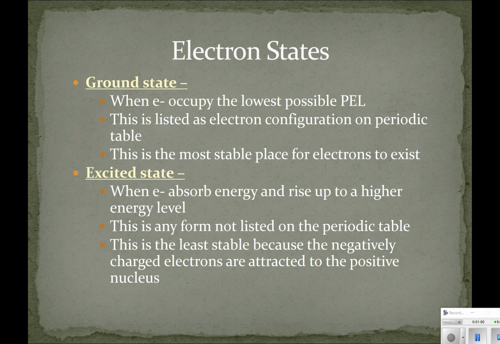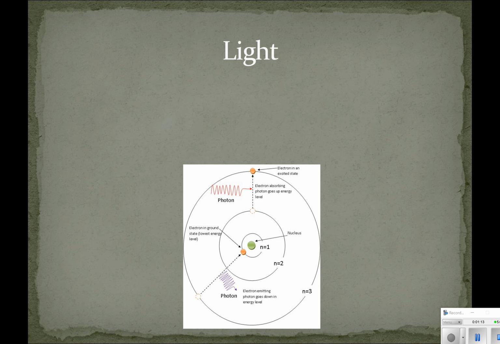Now this is considered less stable because those negatively charged electrons are still attracted to that positively charged nucleus and are trying to move back down. And as we have electron transitions, it is not considered a stable state.